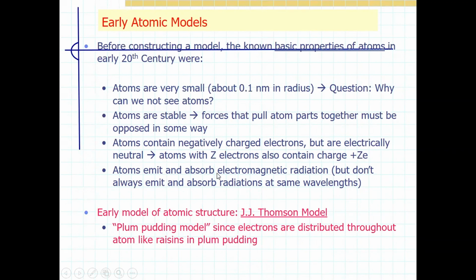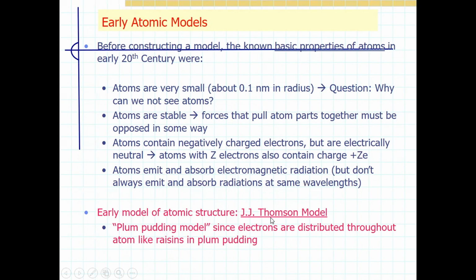Atoms emit and absorb radiations or light, but they do not always emit and absorb light of the same wavelength. They can have different wavelengths. The atoms have a certain character, and their character can be identified with the help of this light, which we see.